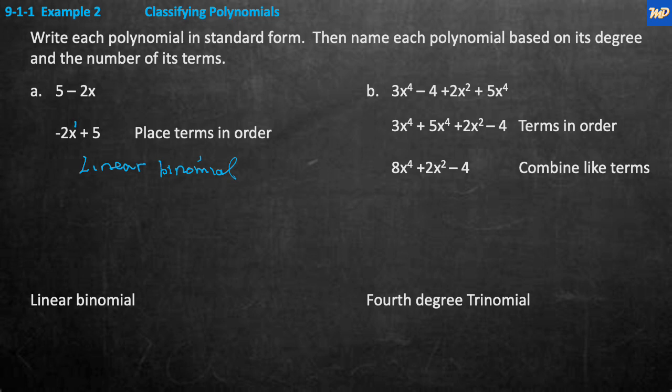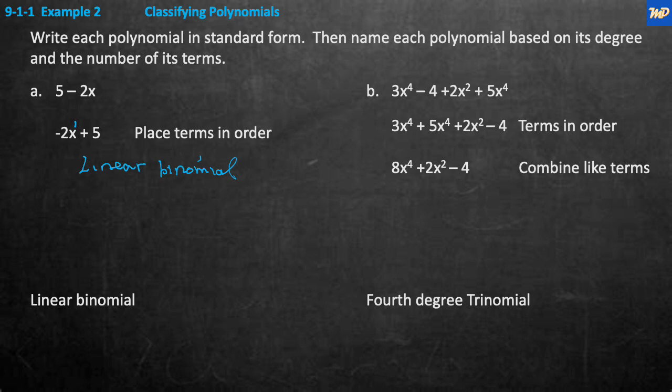3x to the fourth minus 4 plus 2x squared plus 5x to the fourth. So what do we do here? It says after combining like terms, it said in a previous slide, so we have to combine the like terms. And what are the like terms? Excuse me, I'm writing all over the paper here by bumping into it. Didn't mean to do that. So the like terms here, we have a 3x to the fourth and a 5x to the fourth, right? So the x to the fourths combine.